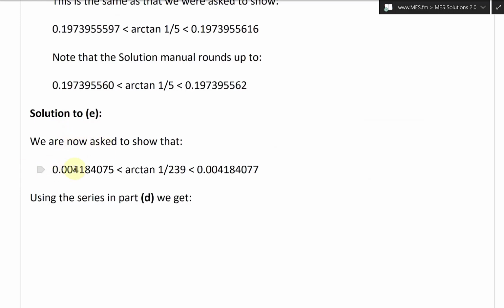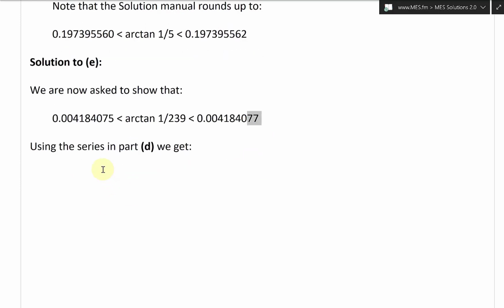We are now asked to show that arctan 1 over 239 is between 0.00418 and so on. The only difference is 75 and 77. We've got to show it's in between. So using the series in part D, let's write it out for completeness' sake, and then we'll start using Wolfram Alpha again.